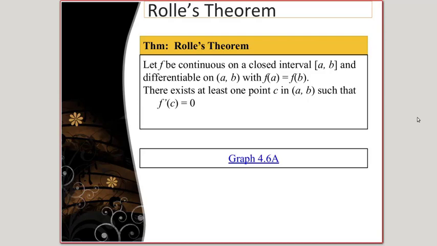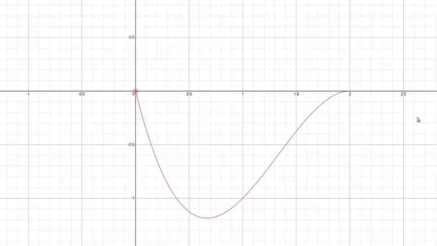And here it is. If f is a continuous function on a closed interval and differentiable on the open interval a to b, where the function value at a and the function value at b are equal to each other, then there's at least one point c in that open interval such that the derivative at c equals 0. And here's why that is, just graphically.